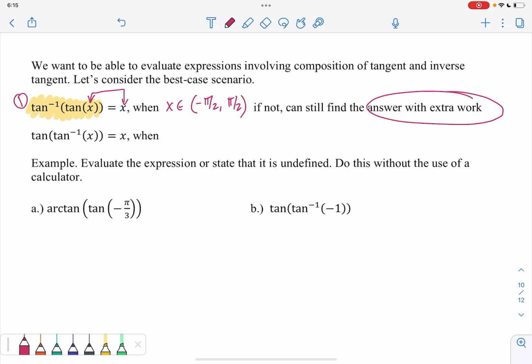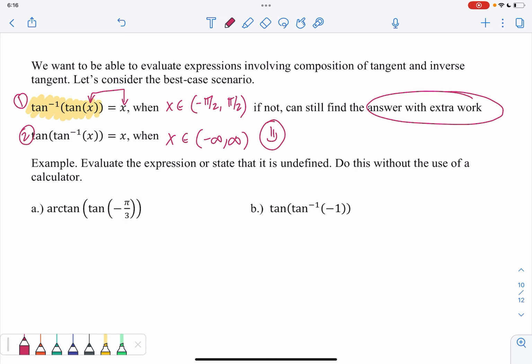In case 2, I have tan of inverse tan of x is equal to x. Well, tan inverse can act on anything, negative infinity to infinity. So I'm good there, and it's not going to be undefined, so I just have this happy case. So when I have case 2, I know I'm just going to get that easy answer every single time, and I'm not going to have to worry about it being undefined.